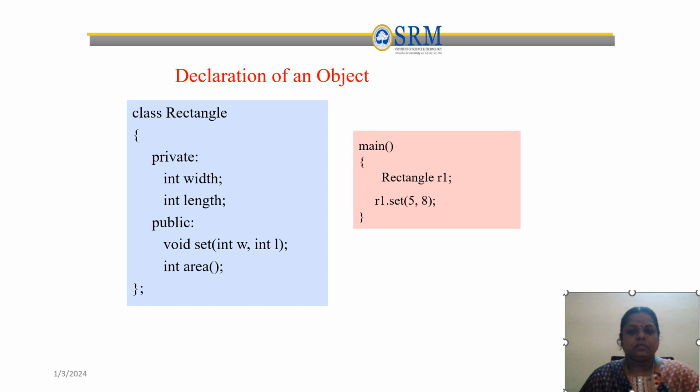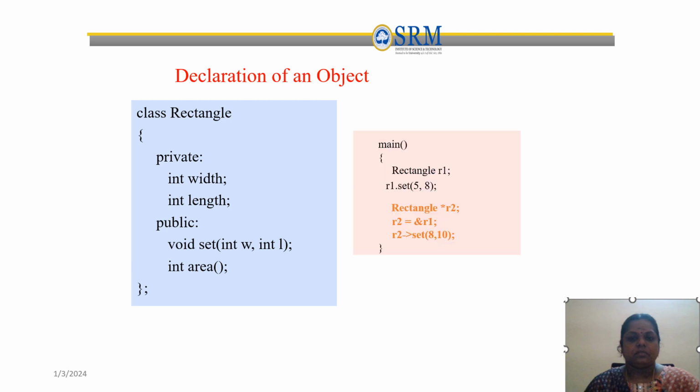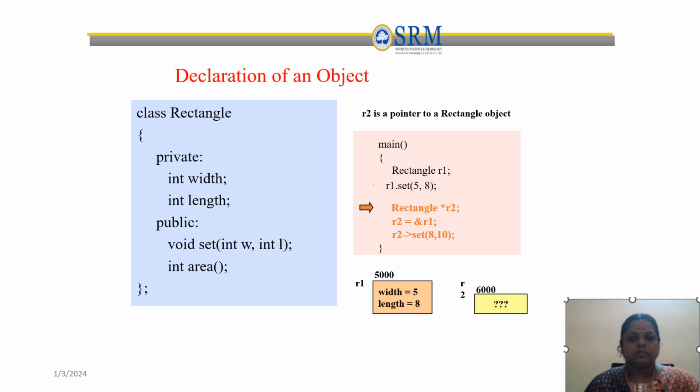So in the declaration of the object, here we say that R1 is statically allocated, and here R1 has width and length, then R1 dot set of 5, 8. Here is the declaration for R2. R2 is a pointer to a rectangle object. R1 is in memory location 5000. It will allocate memory for R1, and width and length will be stored as 5 and 8. So R2 is a pointer to a rectangle object. What will be coming here in memory location 6000? R2 is equal to the address of R1, which will be stored in R2.